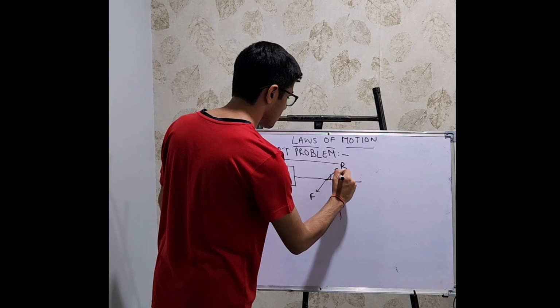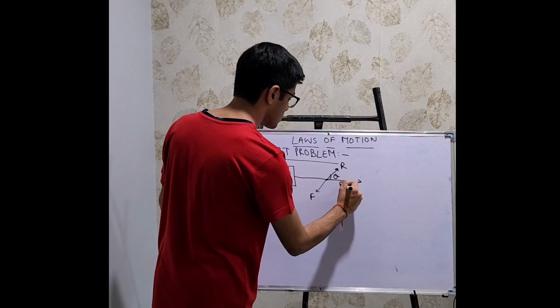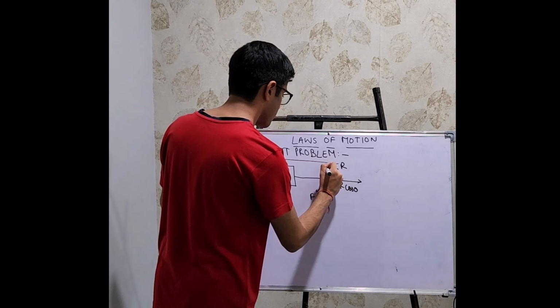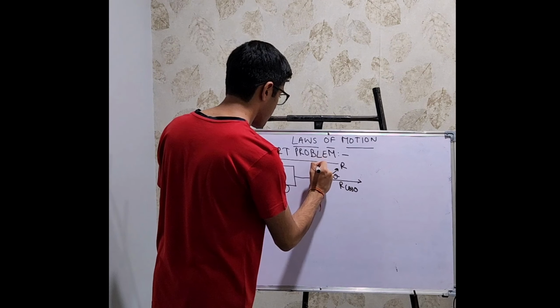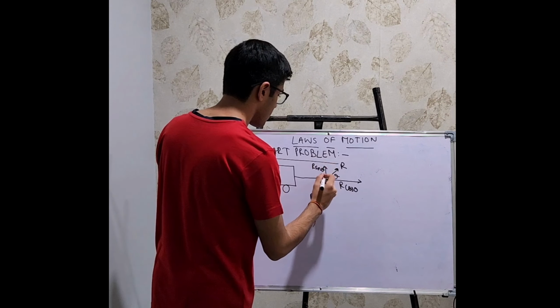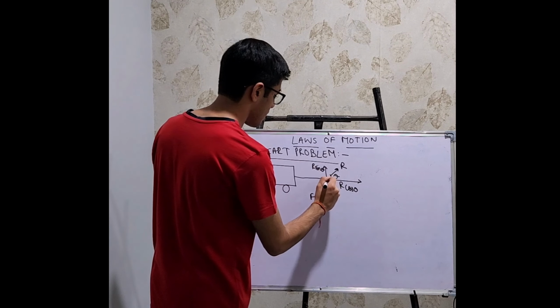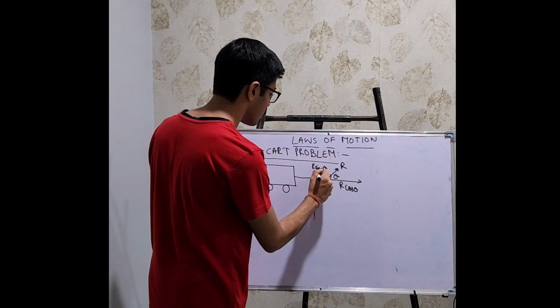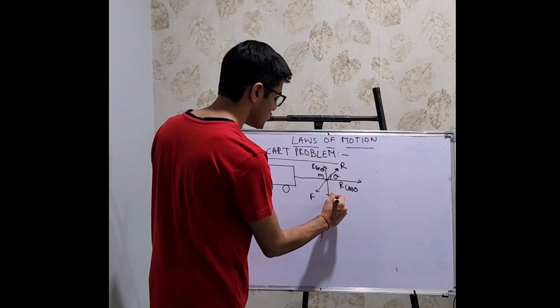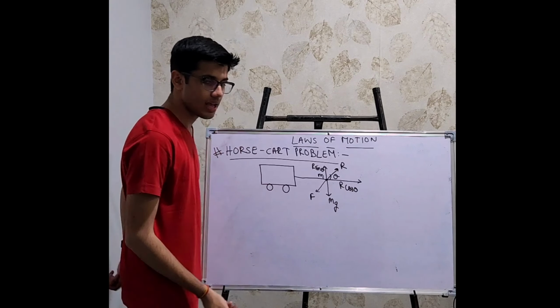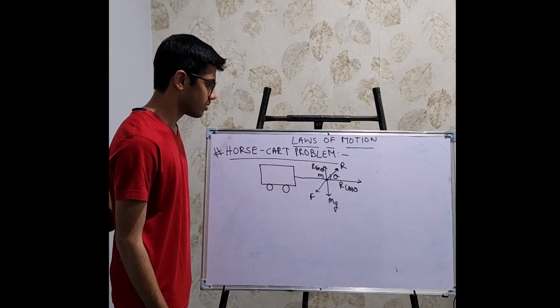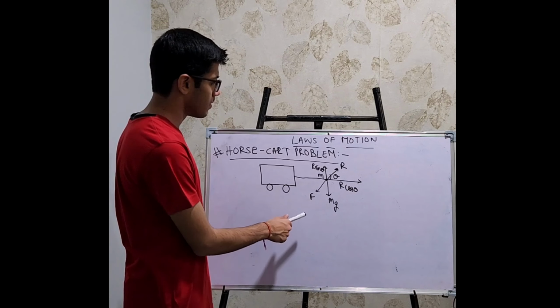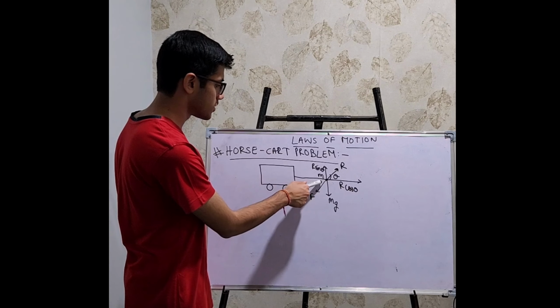This is theta. This is R cos theta. This is R sin theta. Let's say the horse is of mass m, and this is mg. Mg is the force of gravity which is applied by the earth on the horse's foot.